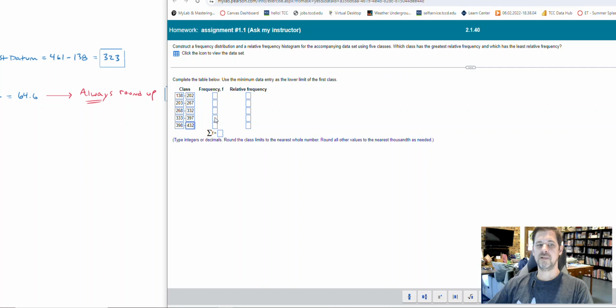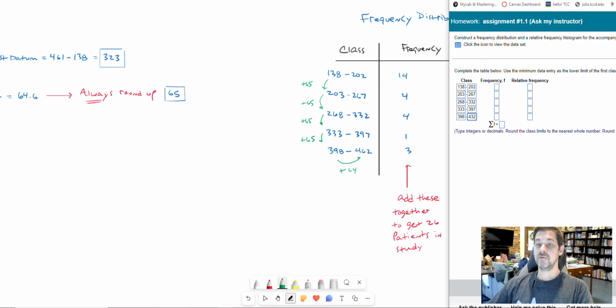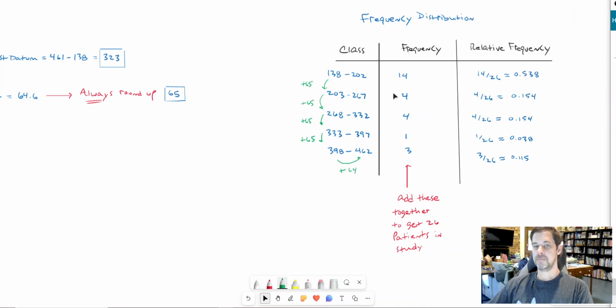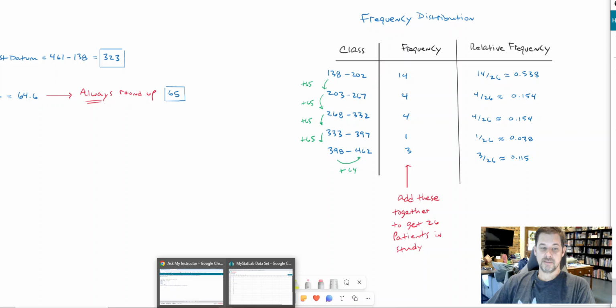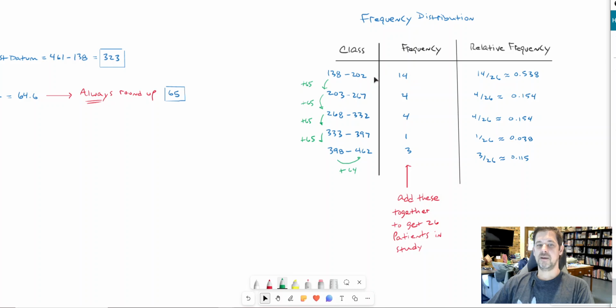All right. What about the frequencies? What do we mean by those? Well, the frequency, this column right here, is just, in this data set, in this study, of all these patients and their triglycerides, how many have triglycerides between 138 and 202? Okay. That's what frequency means.